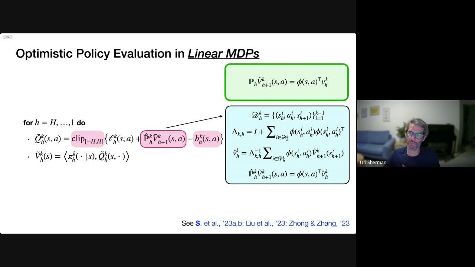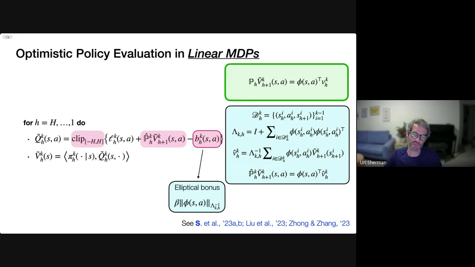So given this, as mentioned, the reasonable thing to do is to do least squares regression to estimate this quantity. And accordingly, instead of using a UCB bonus or Hoeffding bonus, we use an elliptical bonus to counteract the uncertainty of the least squares regression procedure. Just to remind everyone, we're subtracting the bonus because I'm working with losses here. So to get an optimistic estimate, we're subtracting the bonus.